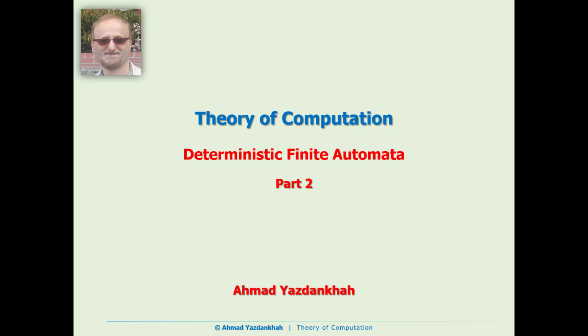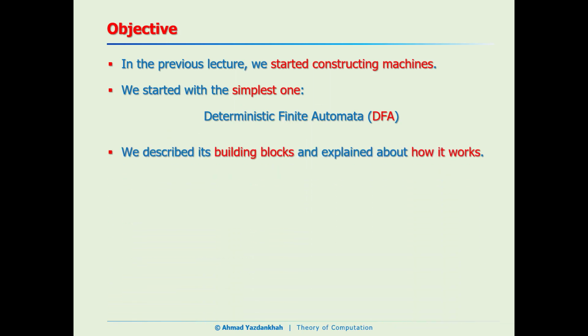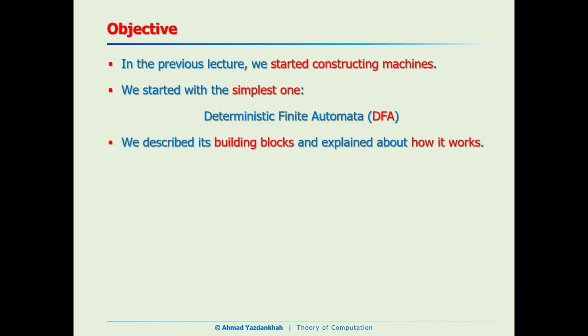Hey guys, this is the second part of the Deterministic Finite Automata, or DFAs. Let's see what we got for this session. In the previous lectures, we started constructing machines. What was the purpose? It was the simplest machine that could understand formal languages. And just remember that both formal languages and these machines are mathematical models.